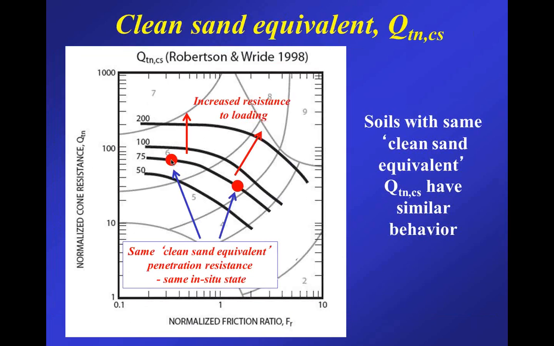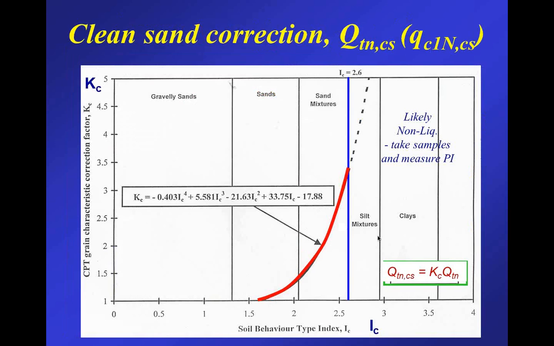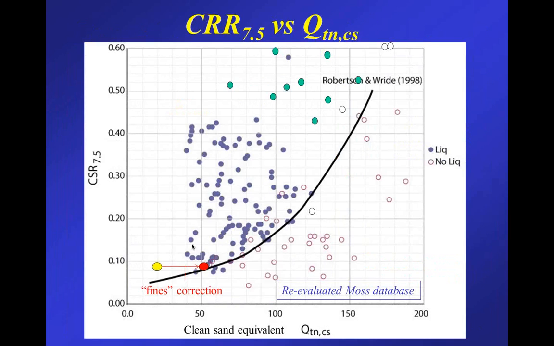So you may have a clean sand from the plots further down, but they both have the same clean loading. That's an important concept: soils with these values will have the same resistance. We chose the resistance clean sand correction factor, and this correction factor is simply a function from these contours.